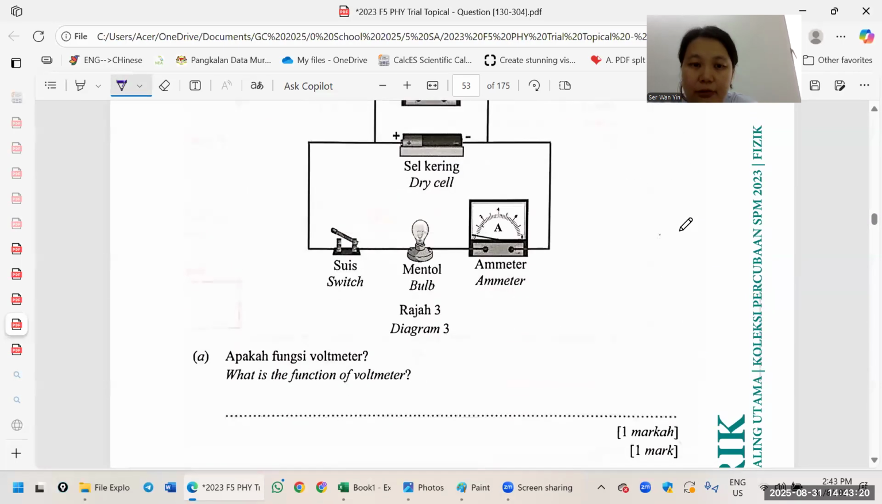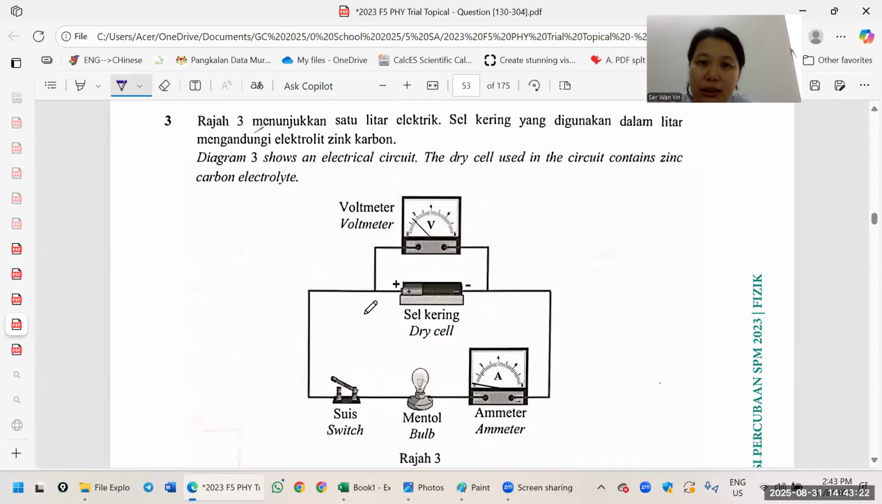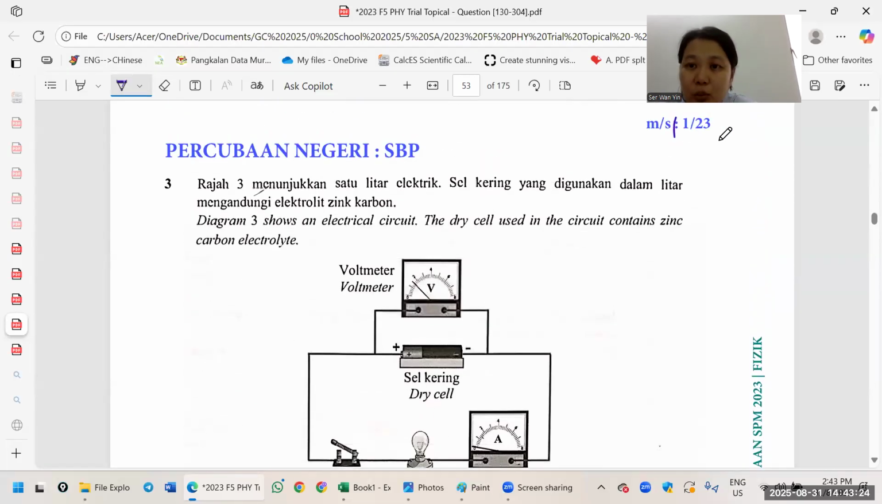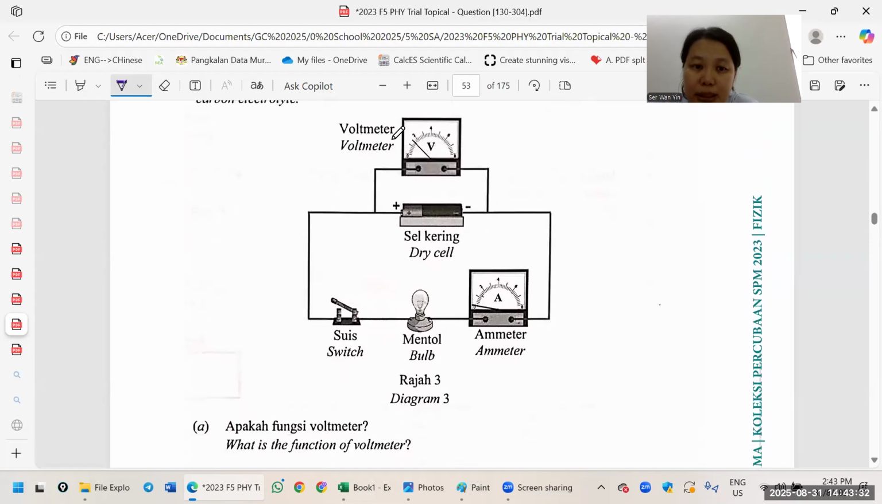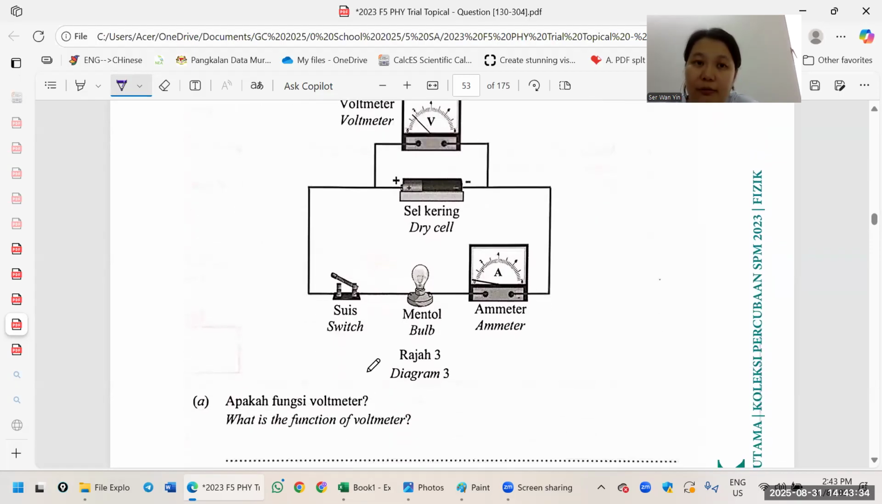Yeah, be careful here. Look at chapter 3, page 1 out of 23, SPP question. Okay, so now what is the function of a voltmeter? To determine the voltage, correct?